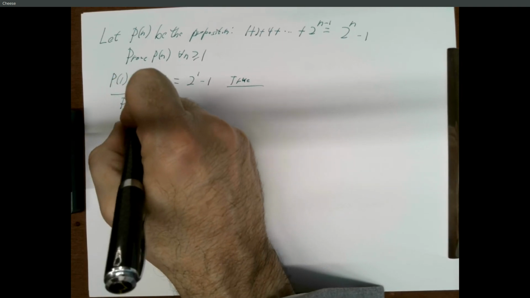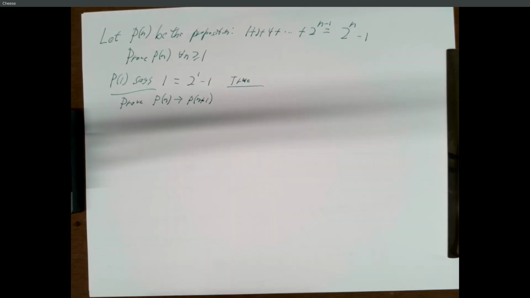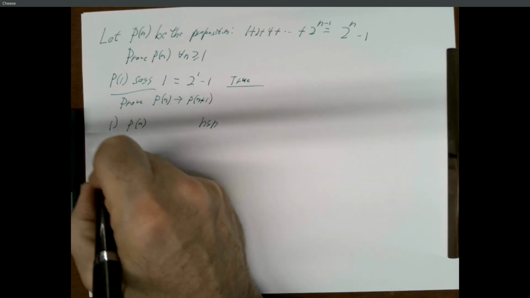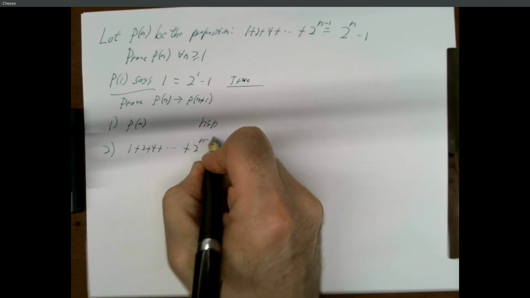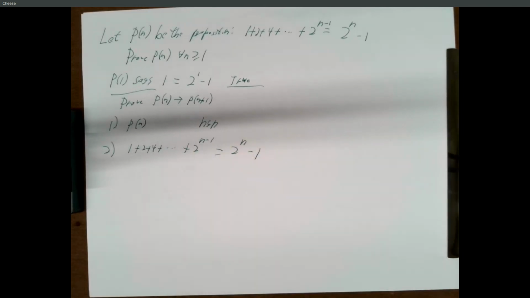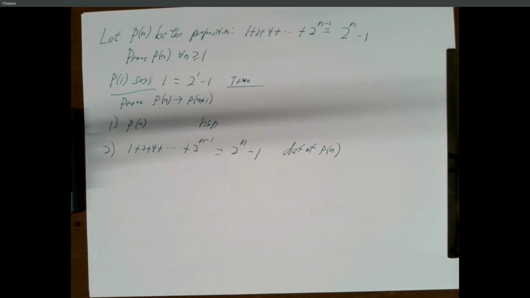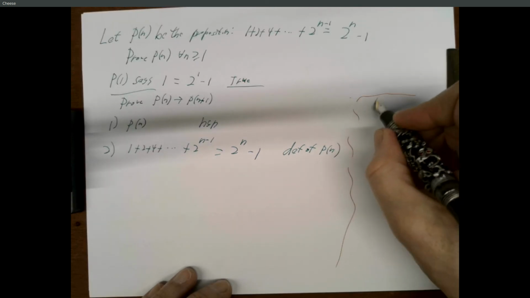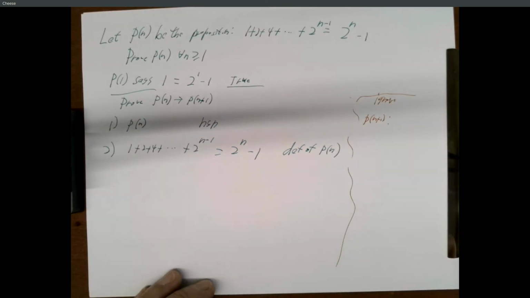So now prove P of n gives us P of n plus 1. Well, step 1, P of n, that's a hypothesis. Step 2, we'll just write out the definition of P of n. And I'll go to my scratch area over here. So what does P of n plus 1 say?